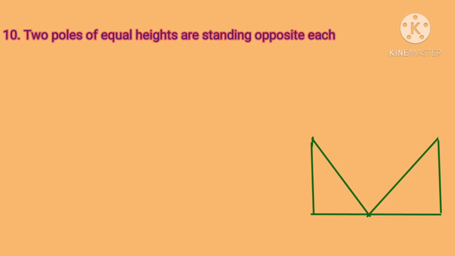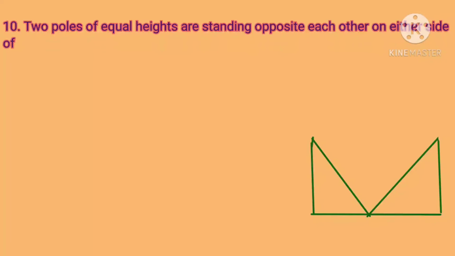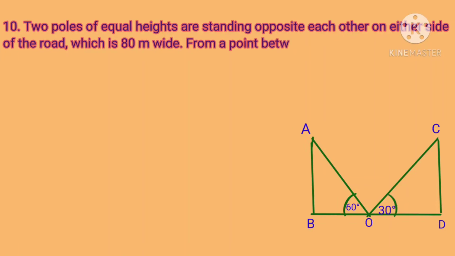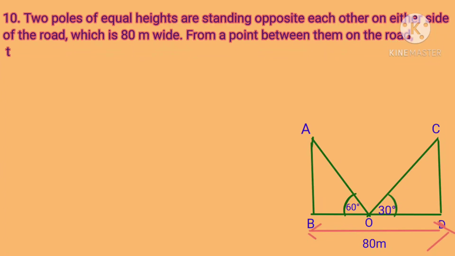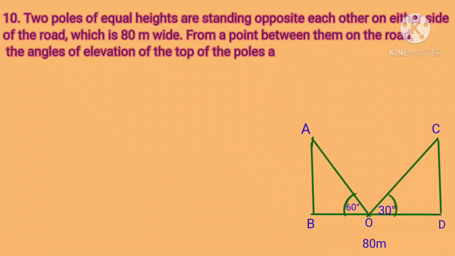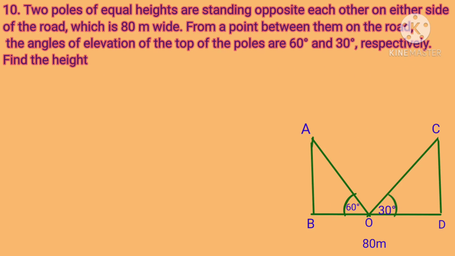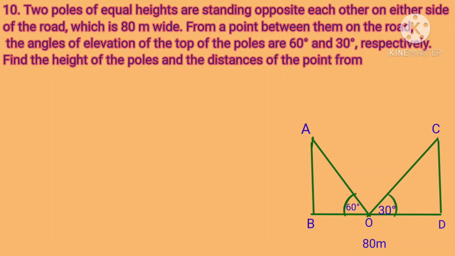So now let's move to question number 10. Question number 10 is, two poles of equal heights are standing opposite each other on either sides of the road, which is 80 meter wide. From a point between them on the road, the angle of elevation of the top of the poles are 60 degree and 30 degree respectively. So find the height of the poles and the distance of the point from the poles.